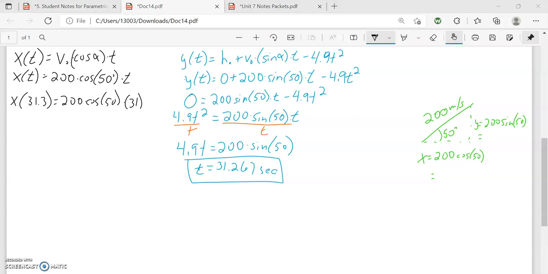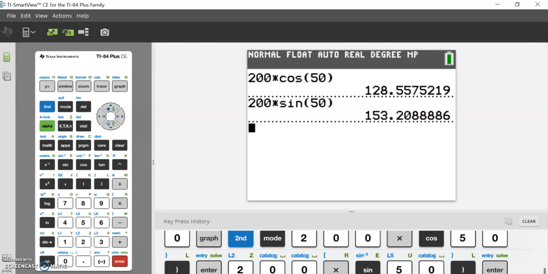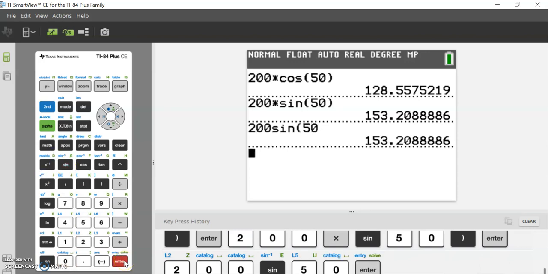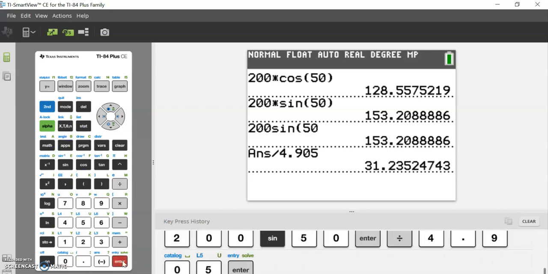Boy, what is that? I'm going to do this real quick. 200 sine of 50 divided by 4.9. I'm actually going to go to 4.95. The gravity constant is actually 9.81 if you go further out, so you divide it by 2 and use 4.95. Anyways, there's my exact time, 31.235, blah, blah, blah. Okay, that's actually more exact than my original estimation. So that's the amount of time.